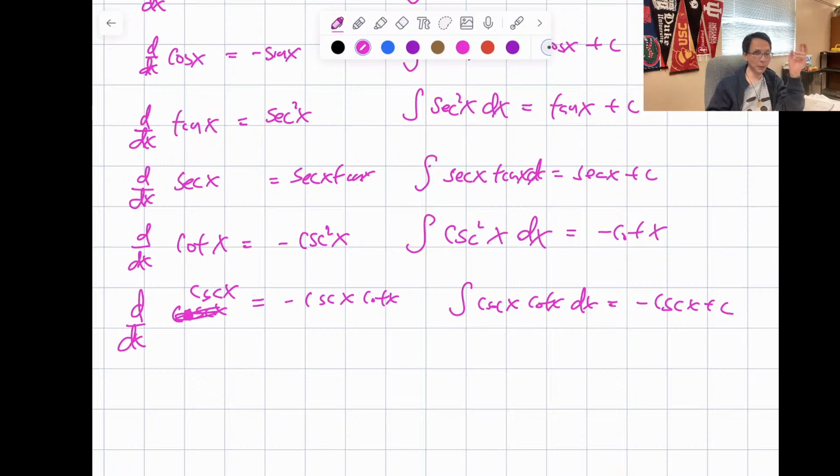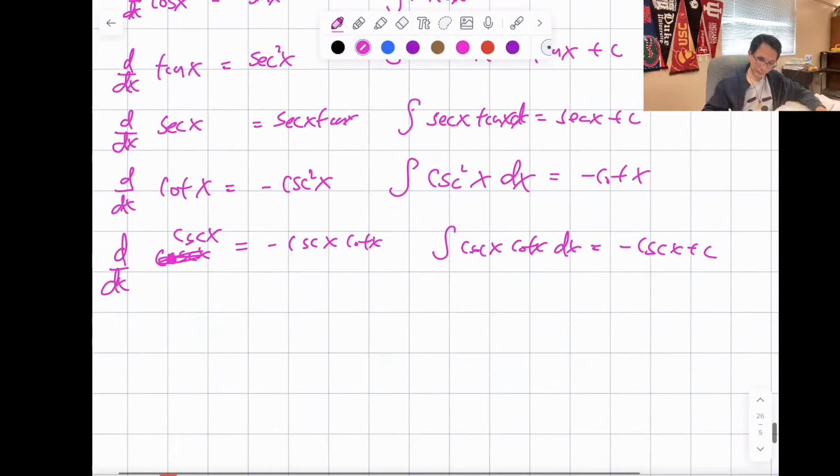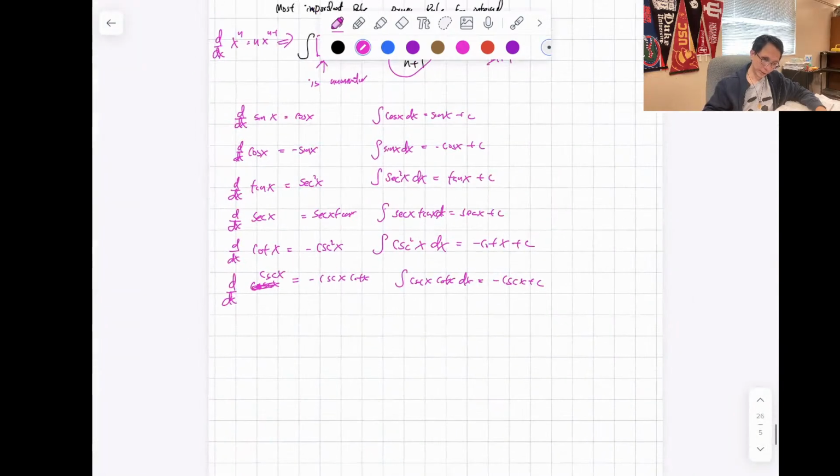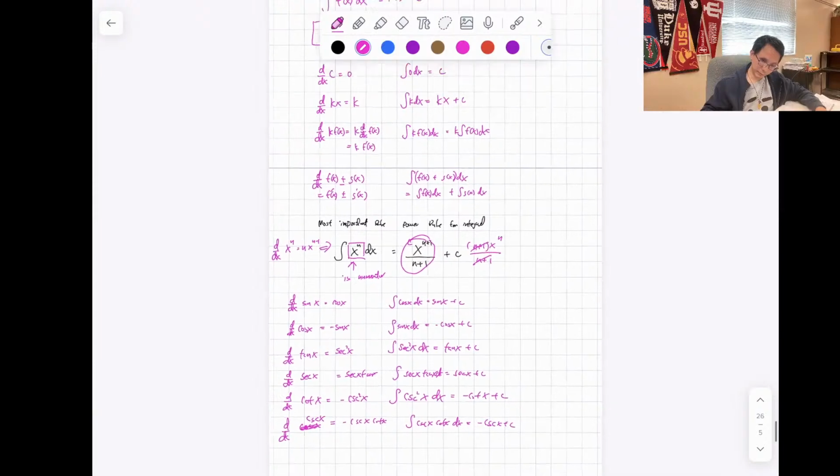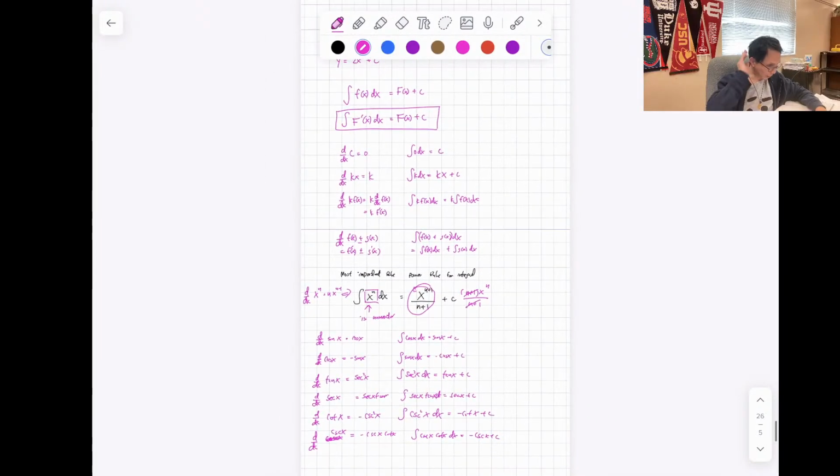So we just talked about all the trig integrals. We also talked about all the power rule. We also talked about basic simple rules. Now we're going to go into more integrations. If you want to take a picture of this, you can, but it's all the things I have.